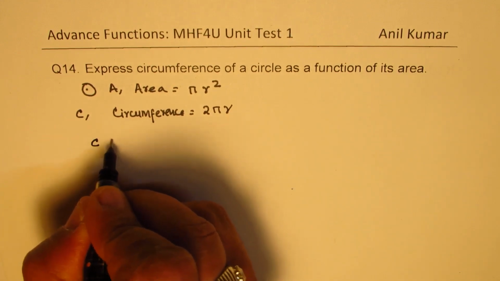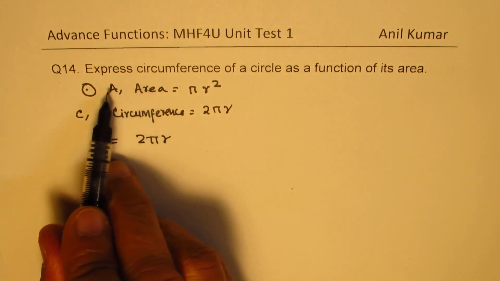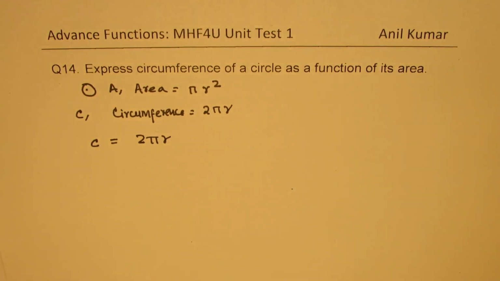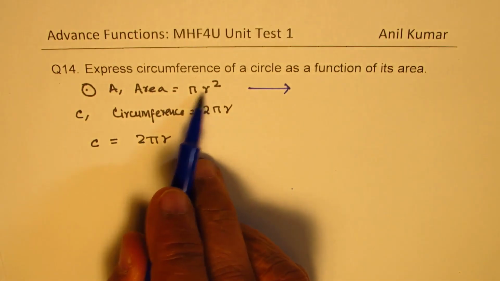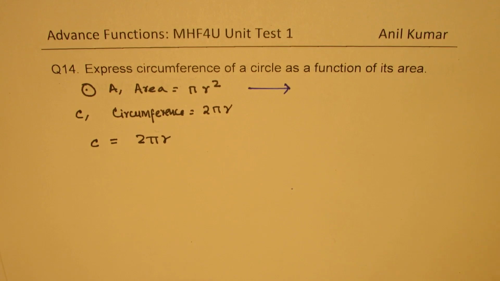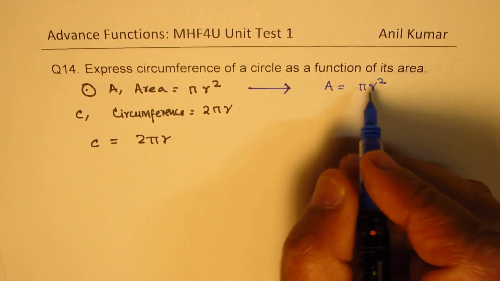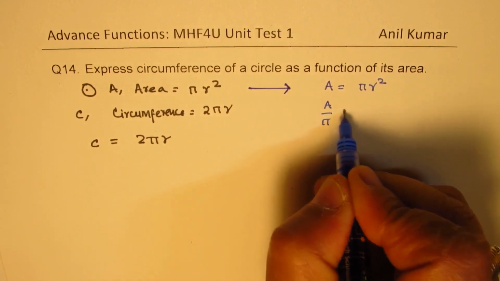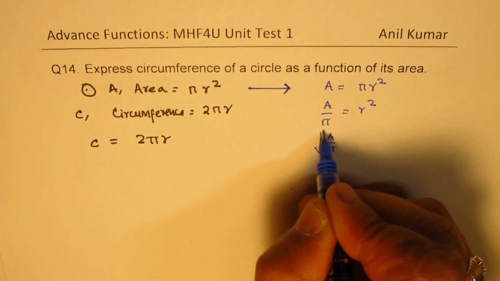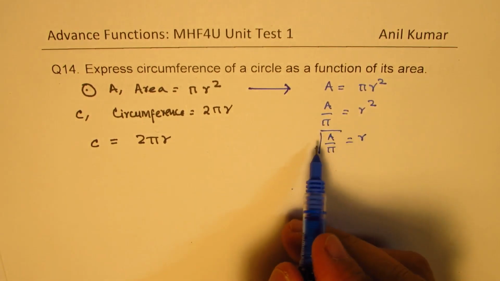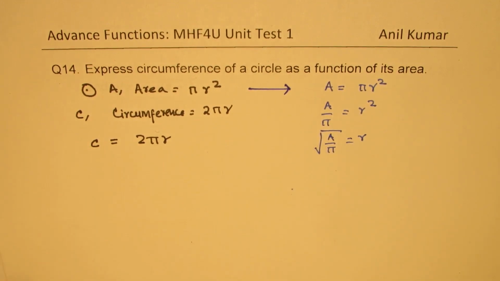So we know C is 2 pi r. Now to get this as a function of A, we can isolate r, right? So from this equation, we can work out what r is in terms of A. So let's do that part first. We get A is pi r square. So A by pi is basically r square. So square root of A by pi is basically equal to r. We have to take positive values since r is always greater than or equal to 0. So that becomes the value of r.